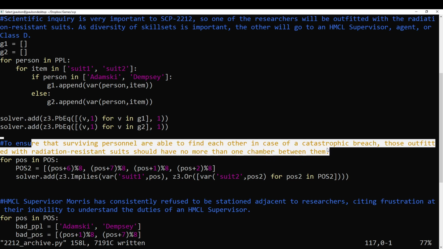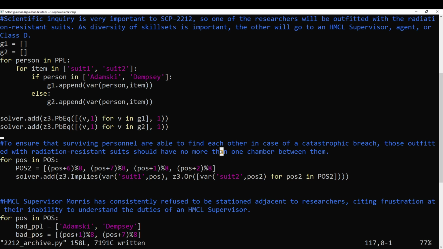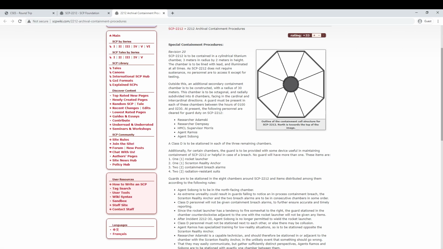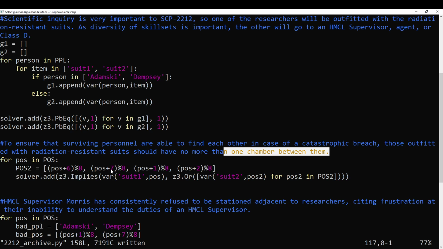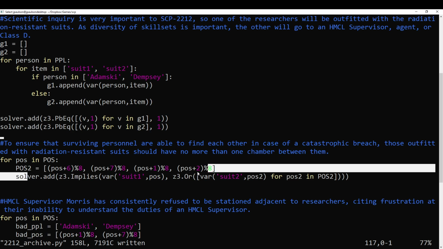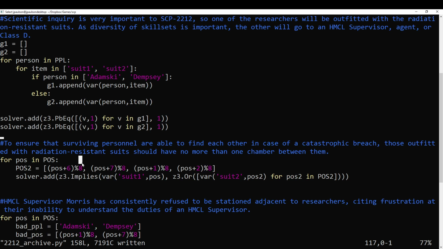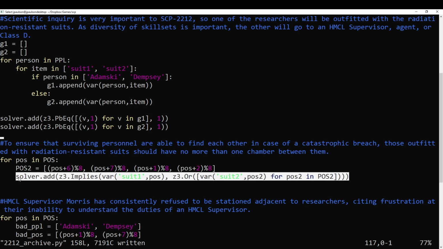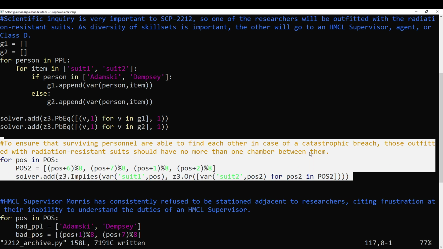Okay, this says the 2 people with suits should be near each other. They should have no more than 1 chamber in between them. So that means if one of the suits is here, the other suit shouldn't be here, right? It should be in one of these 4 spots. That is, for each position where suit 1 might be, suit 2 should be -2, -1, +1, and +2 away from it. So that's sort of the translation of this rule.